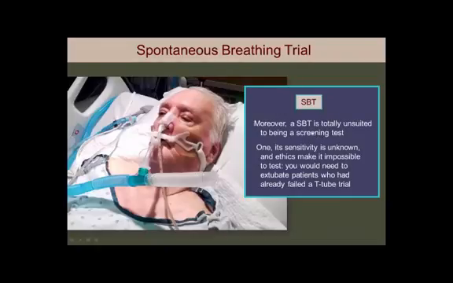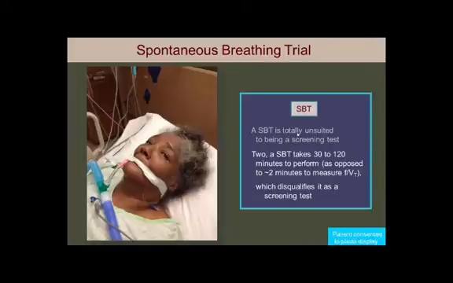Obviously, as well as that, a spontaneous breathing trial is completely unsuited to being a screening test because, first of all, its sensitivity is unknown, and that's the crucial requirement in a screening test. And it's impossible to find out what the sensitivity is, because you would have to take patients who fail a T-piece trial, then extubate them and see how likely it was that your failed test actually did decide that the patient truly was going to fail extubation. And so ethics doesn't permit you to do that. So it's impossible to figure out what the sensitivity of it is.